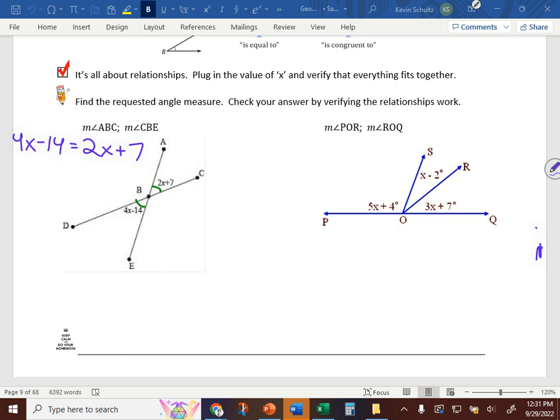So here's where the algebra comes back into play. We got variables on both sides. You can move this 2x over to the left by subtracting it. And we had 2x minus 14 equals 7. 2x equals 21. And x would equal 10.5.